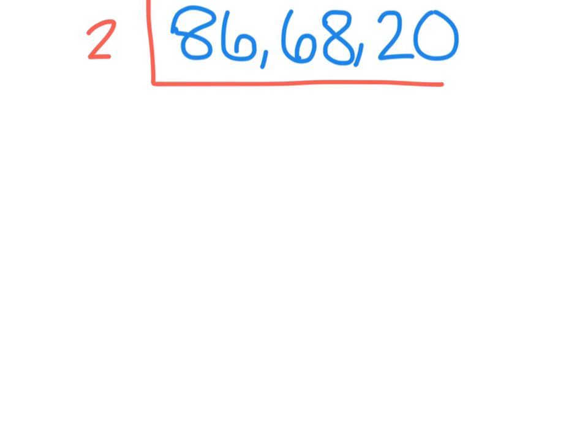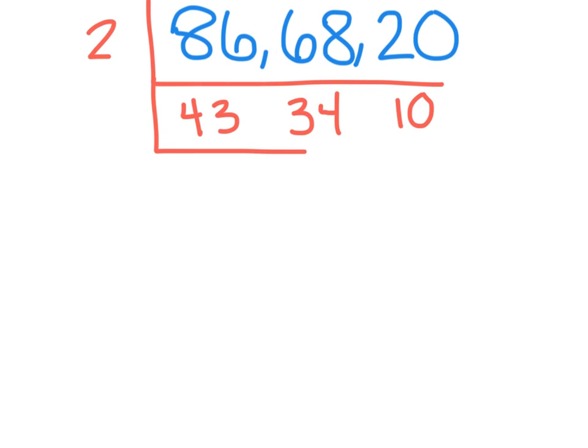So 86 divided by 2 would be 43. 68 divided by 2 would be 34. And 20 divided by 2 is 10. I'm going to build another layer of my cake. I can divide at least 2 of them by the number 2.